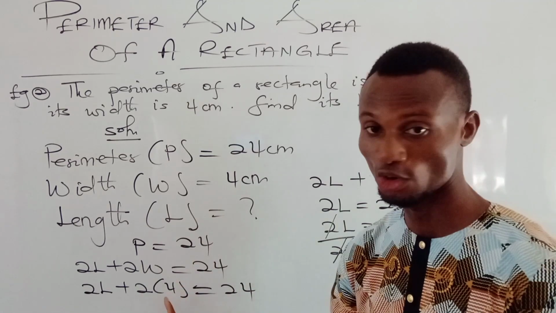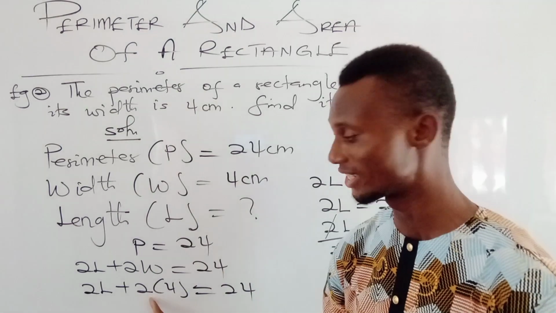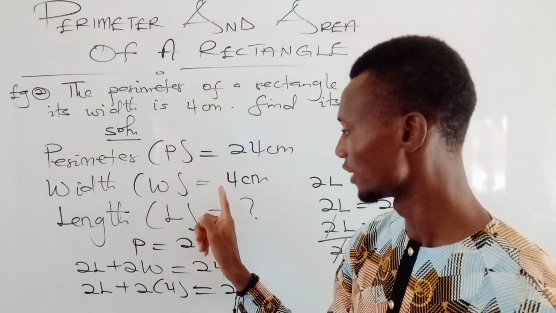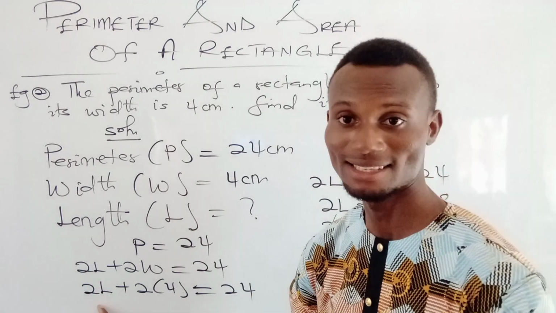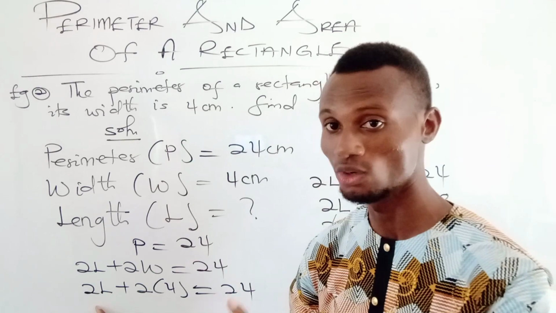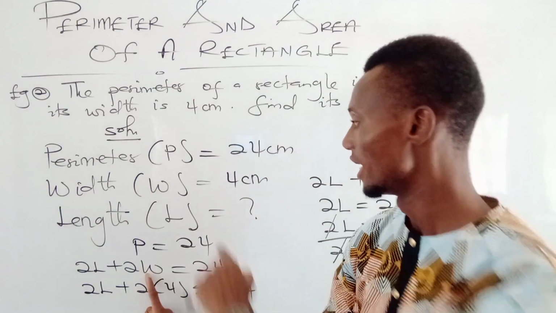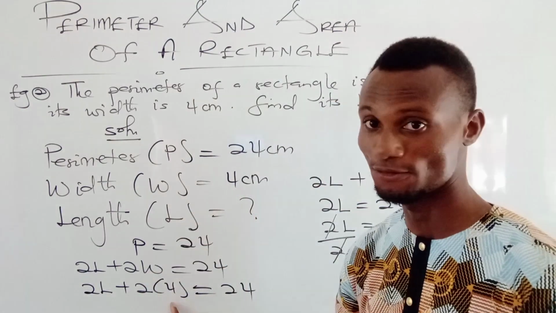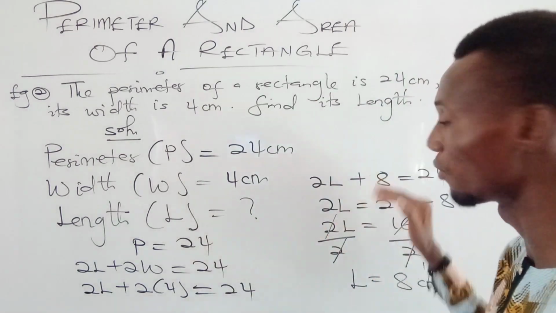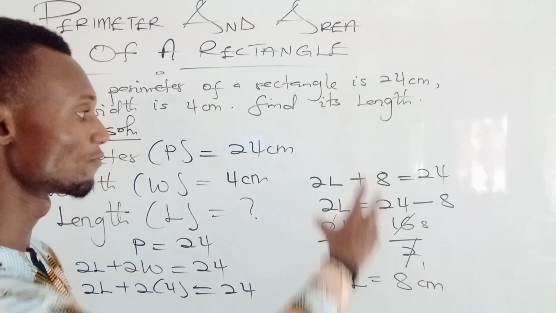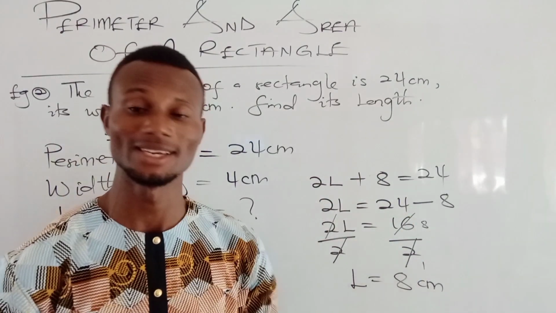Then now we know the value for W. So the next step is to place the value of W into the equation. So repeat your 2L here because you don't know the length. That is what the question is asking you to find. So just repeat it, 2L plus 2 into bracket 4, because the W is 4. So 2 into bracket 4 equals to, you bring your equals to the 24. Then this becomes a simple linear equation to solve. Then you solve for your L, and your L will be equal to 8 centimeters.